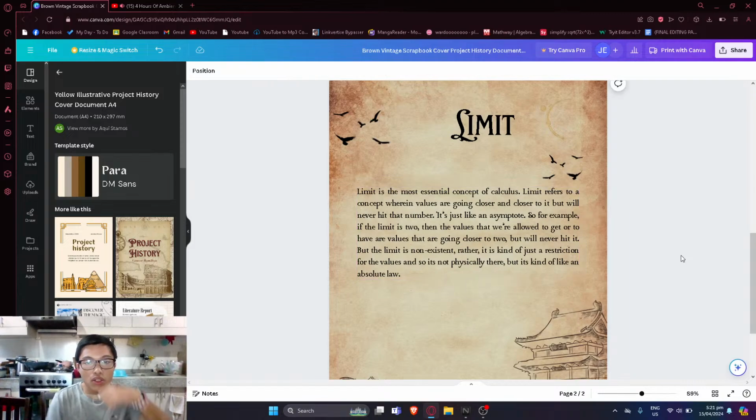Limit is the most essential concept of calculus. Limit refers to a concept wherein values are going closer and closer to it but will never hit that number. It's just like an asymptote. For example, if the limit is 2, then the values that we're allowed to get or to have are the values that are going closer to 2 but will never hit it. But the limit is non-existent, or rather, it is just a restriction for the values and so not physically there. It's kind of like an absolute law.